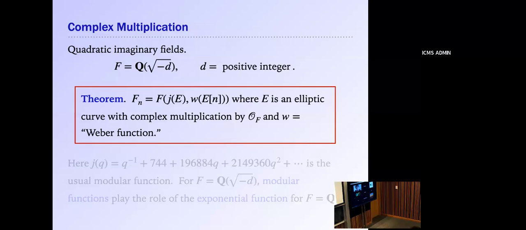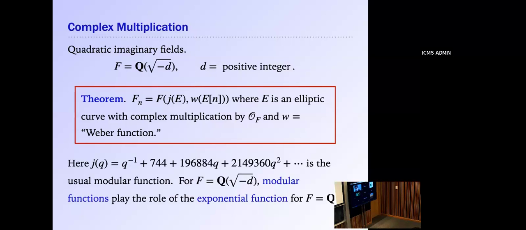And so that gives you F_1 if you just take F adjoin j(E). And then to get F_n, you need to adjoin essentially the coordinates of the n-torsion points on that same elliptic curve. There's a little modification having to do with the primes 2 and 3 that requires you to take what's called a Weber function of those points, but it's essentially just the coordinates of those n-torsion points. Here the j function is the usual modular function, the Hauptmodul for SL2(Z).